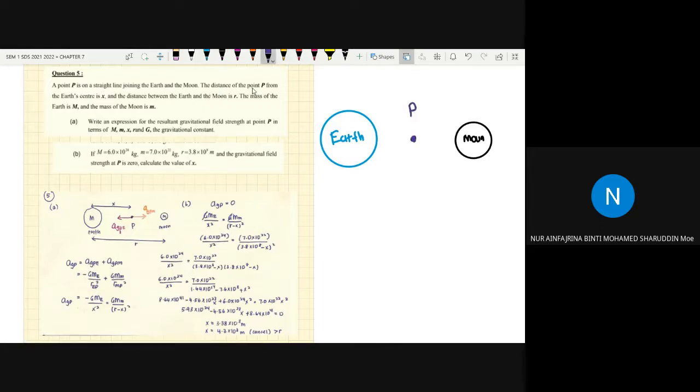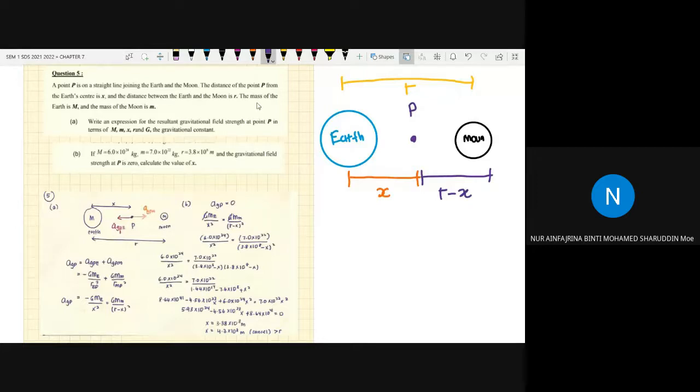Okay, the distance of the point P from the Earth center is X. Daripada Earth center sampailah point P ni adalah X. And then dia cakap the distance between the Earth and the Moon is R. So distance daripada Earth sampailah Moon adalah R. Jadi Miss nak tanya, dari point P sampai Moon, apa distance dia? R tolak X. Very good.